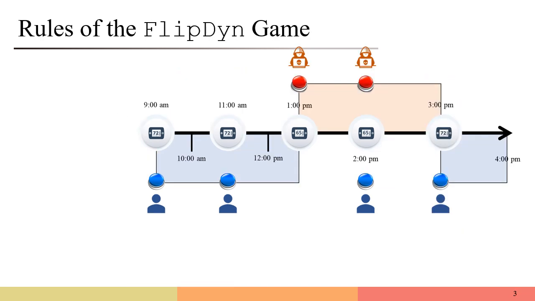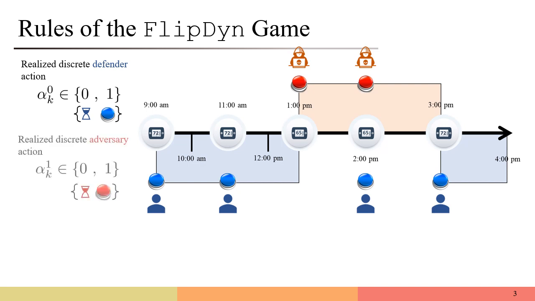Given the FlipDyn game, we will go over the rules of the game. The realized discrete defender action at time k is assigned the variable alpha k0, 0 being idle and 1 being taking over the dynamical system. Similarly, we use alpha k1 to represent the discrete action of the adversary at time k. We begin by describing the first rule of the game. A player takes over the dynamical system when it acts on it while the other player is idle.